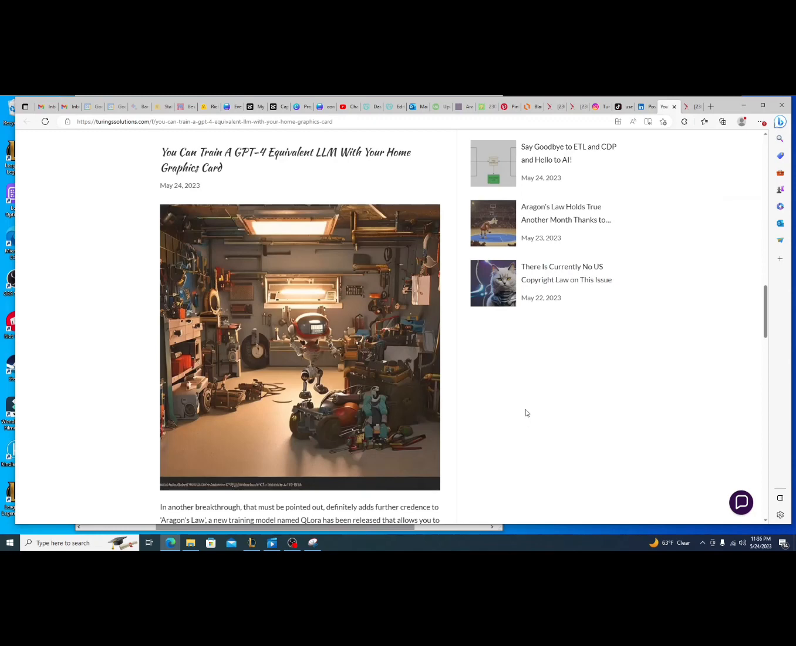But what we're seeing with the recent advancements in AI is a move towards being able to be much more efficient with the graphics card. And we have now reached what I would call the pinnacle of efficiency in that sense. And it's exactly as the title says, that you can train a GPT-4 equivalent LLM with your home graphics card.